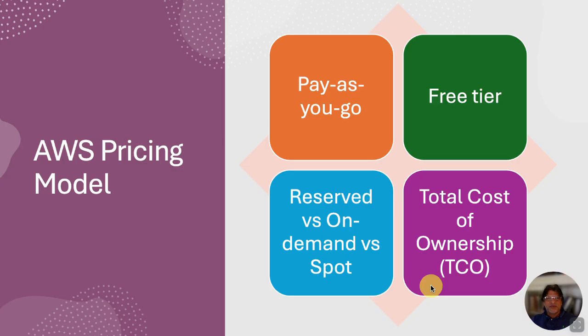Now, as far as the AWS pricing model is concerned, you can pay as you go. There's a free tier option. I did mention in my last lecture that you can get $200 of free AWS usage. You can have reserved versus on demand. On demand is slightly more expensive than reserved, or you can reserve the capacity and get a discount for reserving capacity ahead of time. And the whole idea is obviously to lower the total cost of ownership.